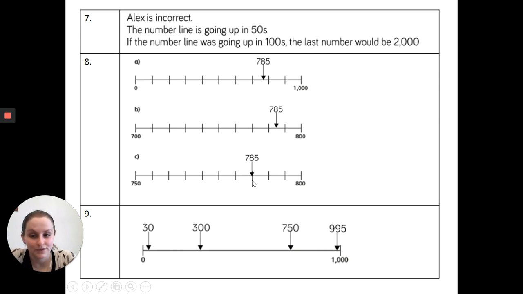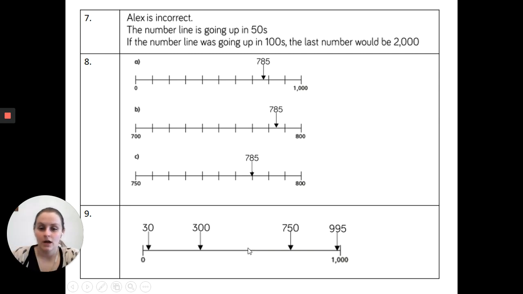Now you see, that's why it's always good to check what you're doing, because you can get distracted and then not do some correct counting, and that was where we were going wrong when we did this in school. So on our last one, you can see roughly where these should be going. So 995 should be really close to 1,000, 30 should be really close to that 0, 300 should be less than halfway, and 750 should be, again, less than halfway, so that's our middle there.